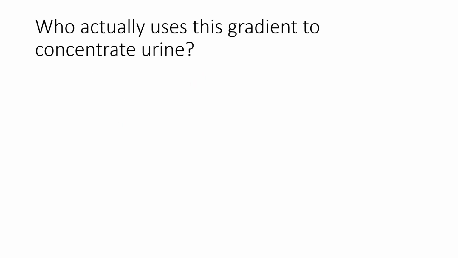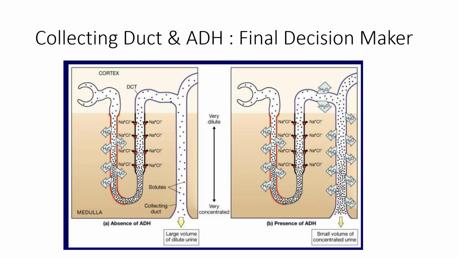So why do we need to create this gradient, and who will use it? That happens at the collecting duct. For the sake of this initial part of the discussion, we have skipped the DCT. We will see it in the incoming slides.